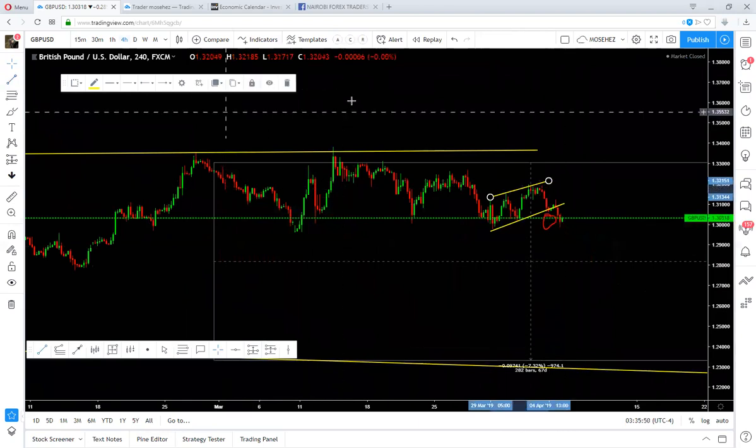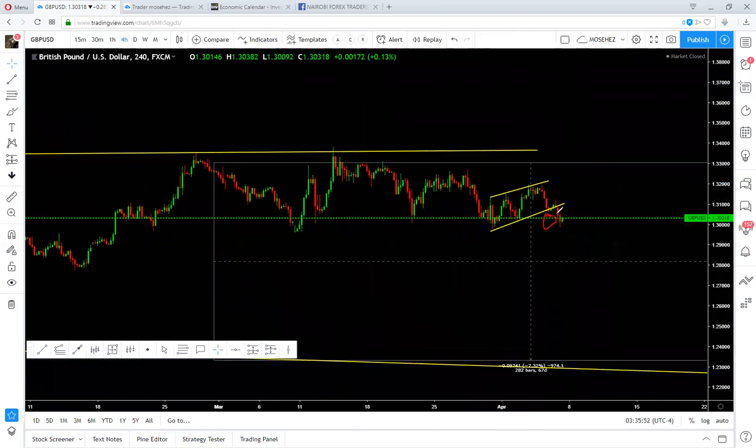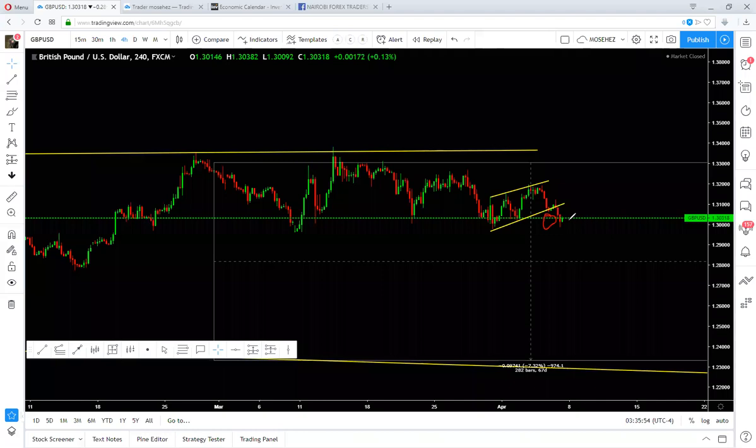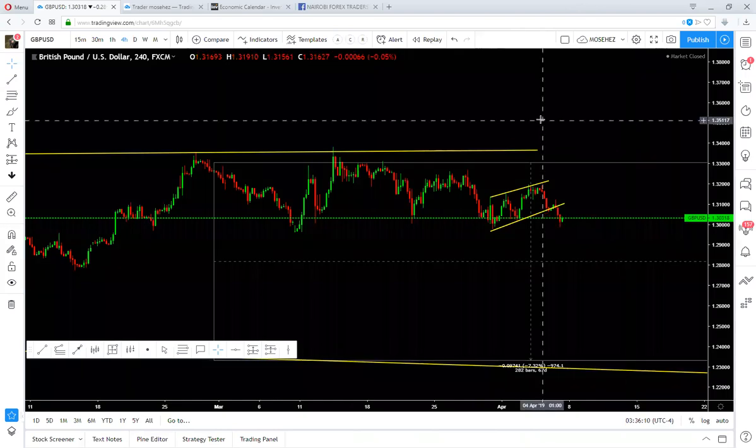So if you still didn't enter on that particular trade, what you should do is just go to lower time frames and look for a correction and enter. This is still a good trade. So you just have to learn to see these simple moves.